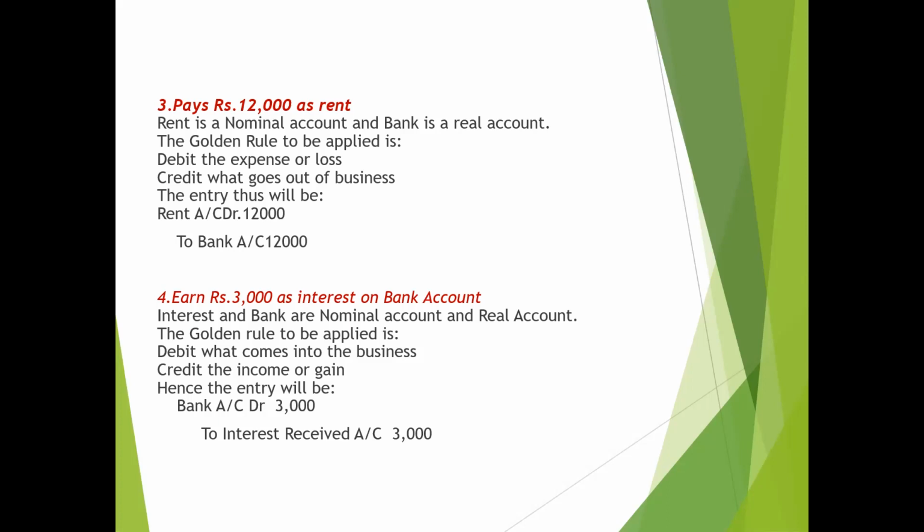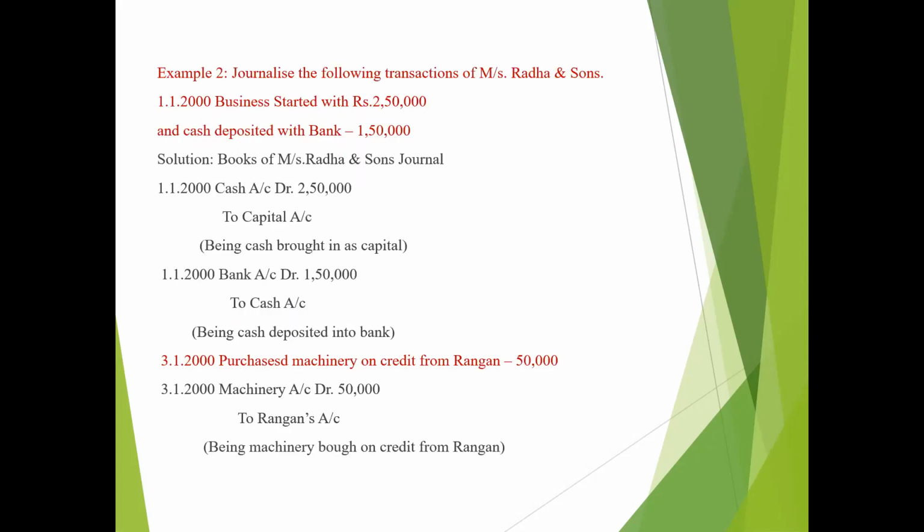So this is an example for the journal entries, and we have to learn some more examples. Next one, example 2. Journalize the following transactions of Mrs. Radha and Sons. First one, business started with rupees 2,50,000. On the same date, cash deposited with bank rupees 1,50,000. Solution for entries: cash account debtor to capital account.